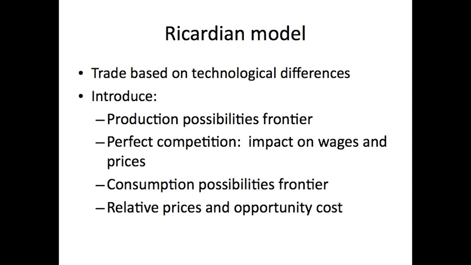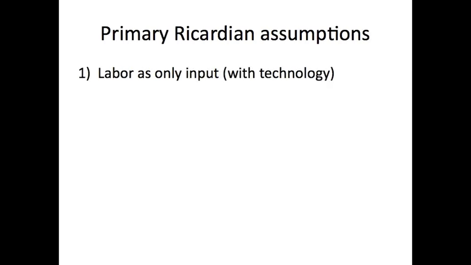Now we'll use the Ricardian model to introduce the production possibility frontier. We'll look at the implication of having perfect competition on the wages and prices in an economy. We'll also take a look at relative prices as well as opportunity cost. So let's take a look at some of the implications of individual Ricardian model assumptions.